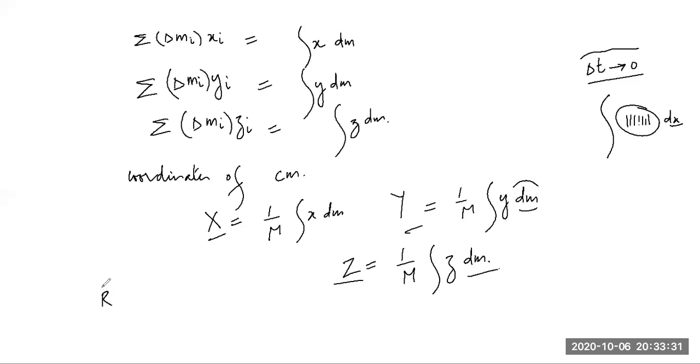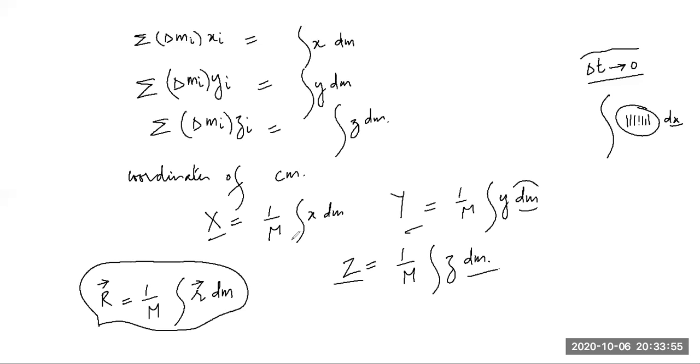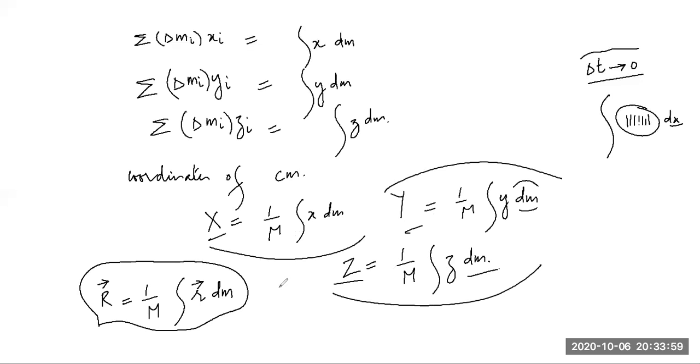So this complete thing, x, y, z, can be put together in a vector expression. I can say this is the representation of the position vector of the center of mass, equal to 1 by M integral of (x, y, z) dm, putting all these three together into this form.